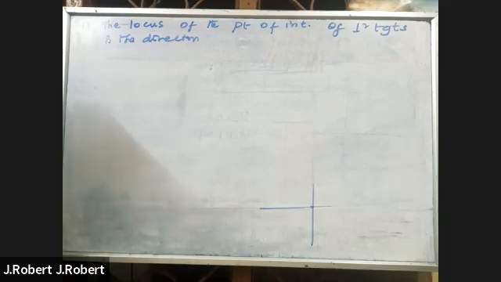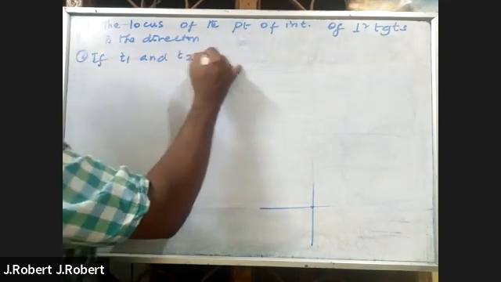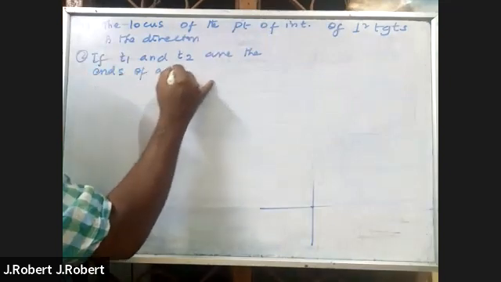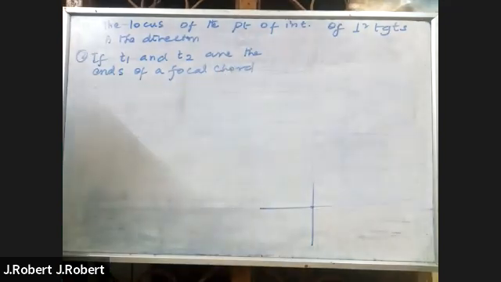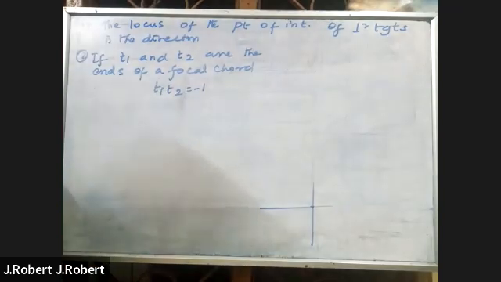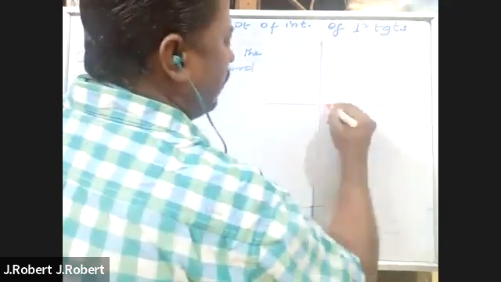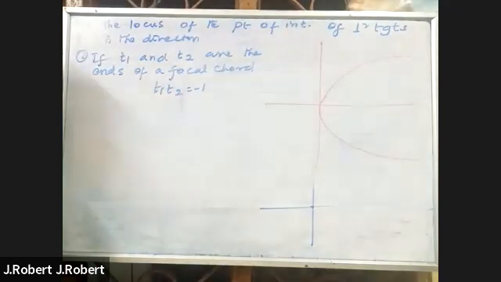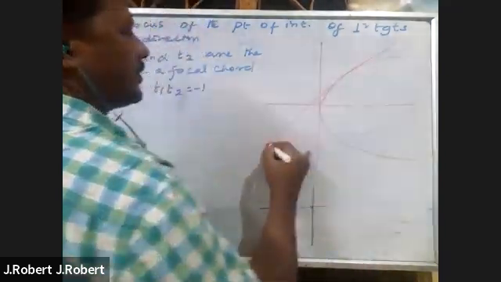Next, the second result. If T1 and T2 are the ends of a focal chord, then, very important result, T1 T2 is equal to -1. See, suppose we have a parabola in the usual standard form, opening to the right. Now from here I am drawing a tangent. So this is your tangent.